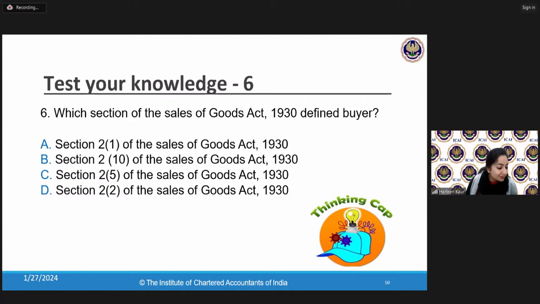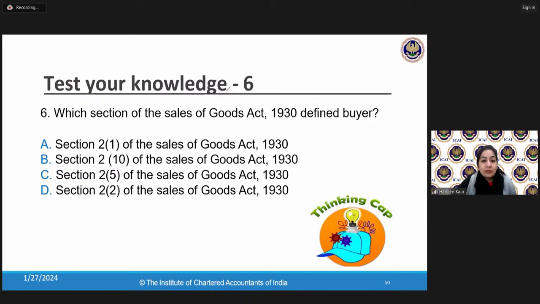Yes, Mr. Maurya, your answers are correct. Maurya, Valmiki Prasad, all of you have given 6A, that is section 2, subsection 1. Absolutely correct. Buyer's definition is given in the first subsection, that is section 2, subsection 1. Absolutely correct. And what is the definition of buyer, children? If I ask you, quickly write down what is the definition of buyer.